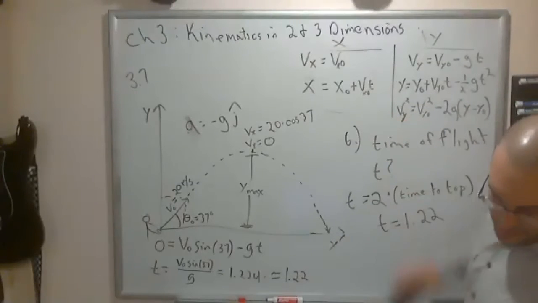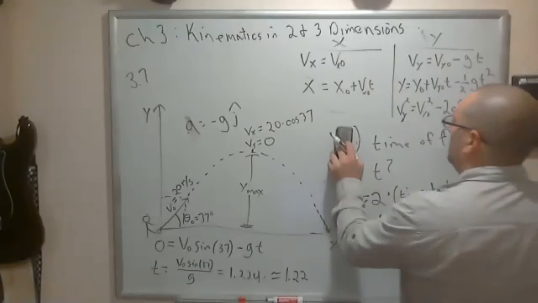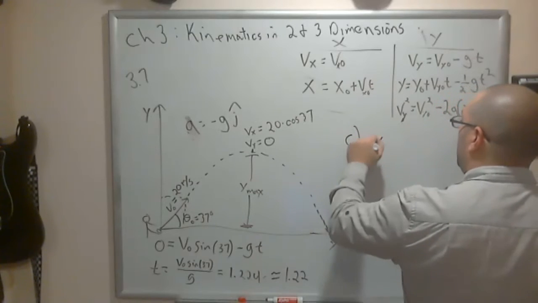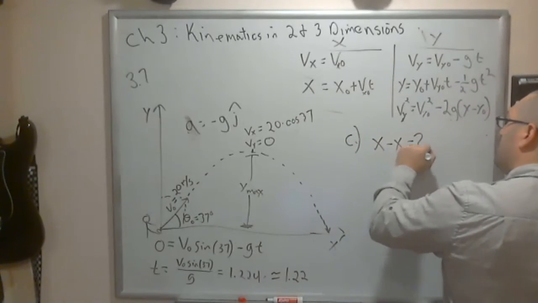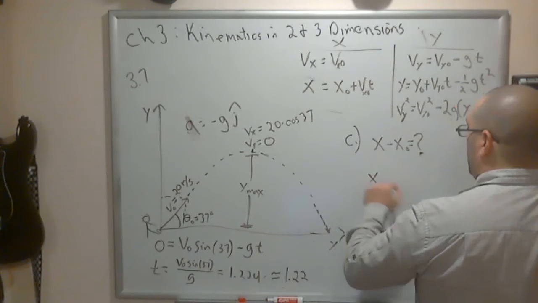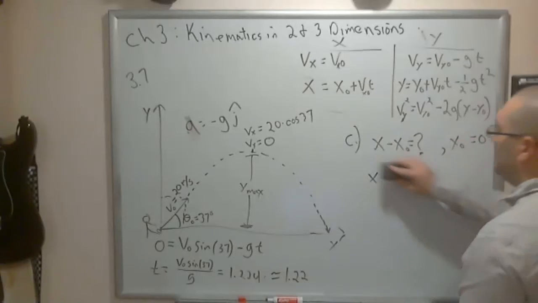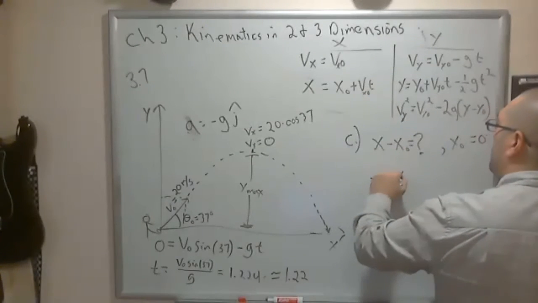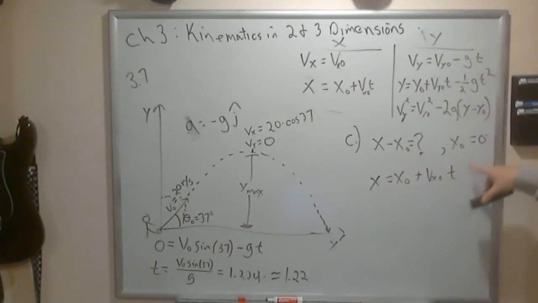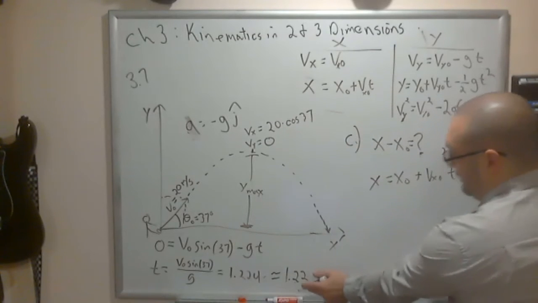And then for part C, how far away is it when it hits the ground? So part C asks you how far, right? So here, x0 is 0, and then we'll just use this equation over here, v naught t. We know all these. We know x0 is 0. We know the velocity, we calculated it over here. And we know t, it's given right over here.